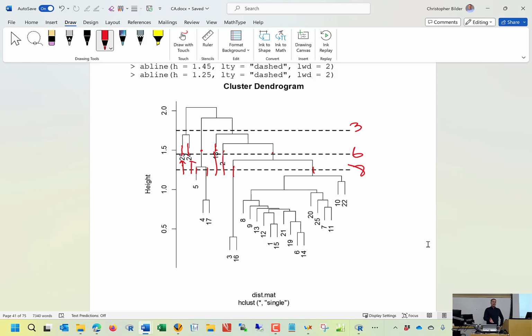Why didn't I choose 2? Why is 3 preferred over 2? The distance. Notice when I go from 3 to 2, I look at this distance there. That distance is smaller than when I went from 4 to 3. So that's why it makes sense to draw the line at 3, not at 2.